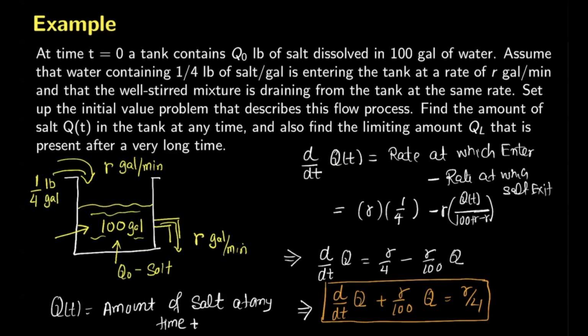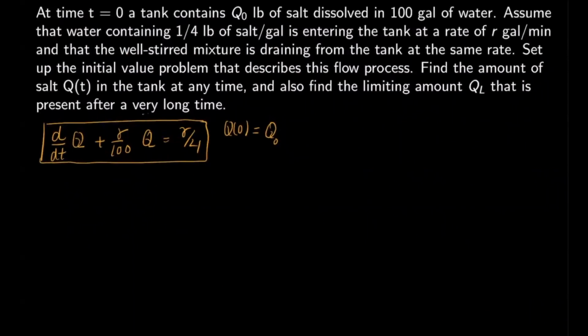This is also an initial value problem, because we also know that Q of 0, the initial amount of salt in the tub, was Q of 0. So when we find the solution, we can also find the particular solution of this problem. Next I'm going to use linear theory to solve this differential equation. For that, I'm first going to erase this. So now we have this differential equation.